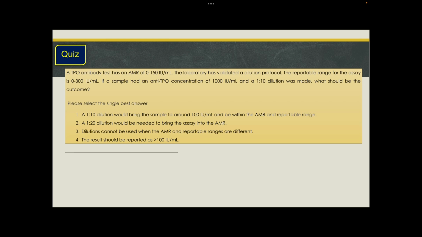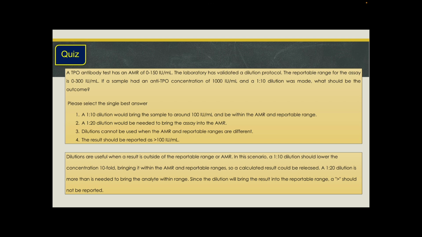The answer: dilutions are useful when a result is outside of the reportable range or AMR. In this scenario, a 1:10 dilution should lower the concentration tenfold, bringing it within the AMR and reportable ranges, so a calculated result could be released. A 1:20 dilution is more than is needed to bring the analyte within range. Since the dilution will bring the result into the reportable range, a greater than sign should not be reported.